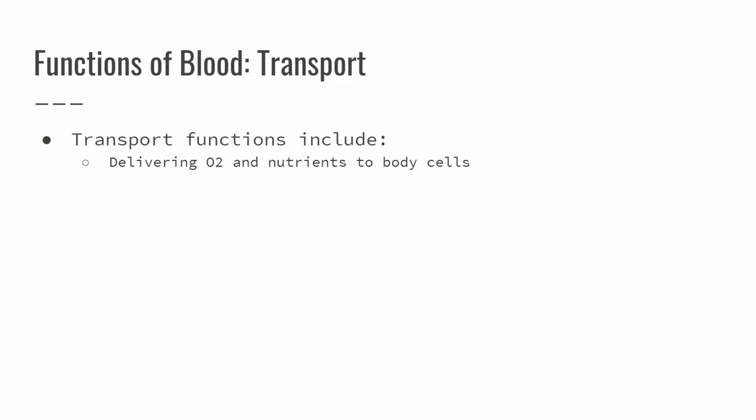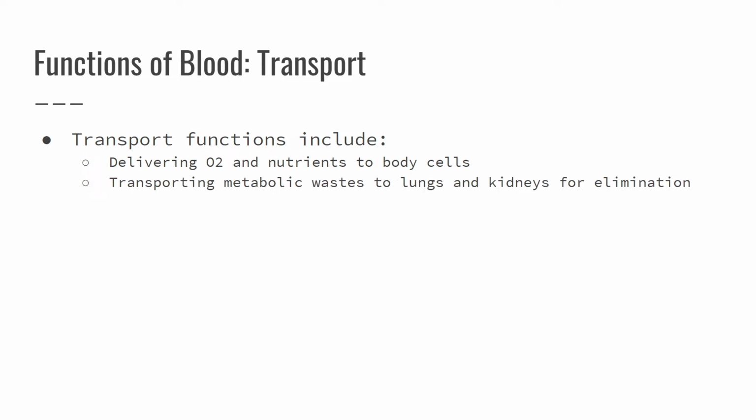So, transport functions of blood include delivering oxygen and nutrients to body cells. When the blood goes through the lungs, it picks up oxygen, and then those red blood cells travel throughout our entire body and drop off oxygen. When the blood goes through the digestive tract, like the small intestine, it picks up nutrients from food that's getting broken down. And it does the same thing. It takes those nutrients everywhere in the body that needs them.